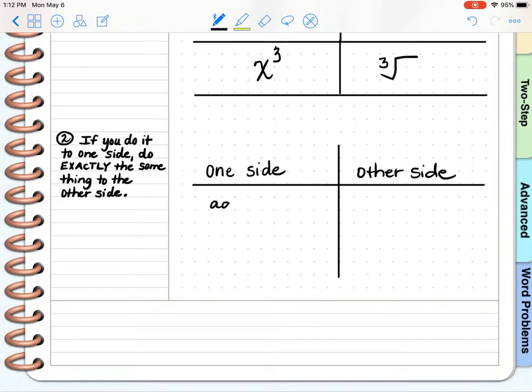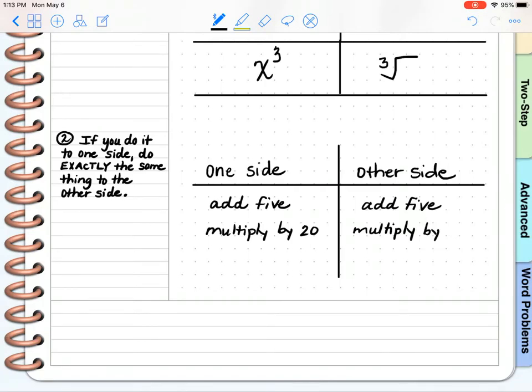So if you add 5, for example, to this side, you add 5 to this side. If we had to multiply by 20 on this side, then we have to multiply by 20 on this side. You must treat both sides equally, because remember, we're working with equations, and that means that both sides get equal treatment. So the second golden rule that will become clear in time.